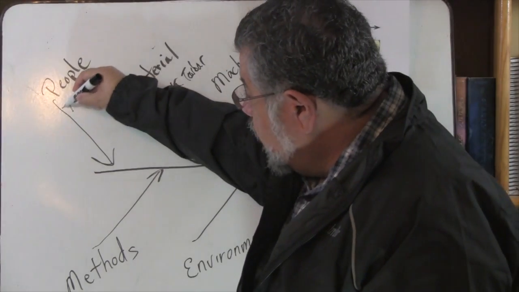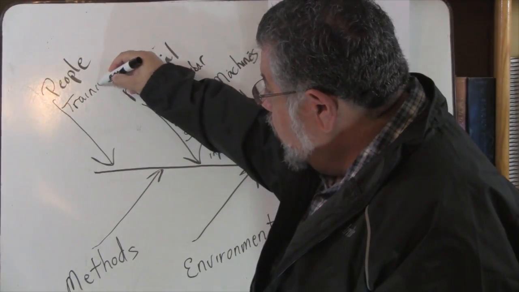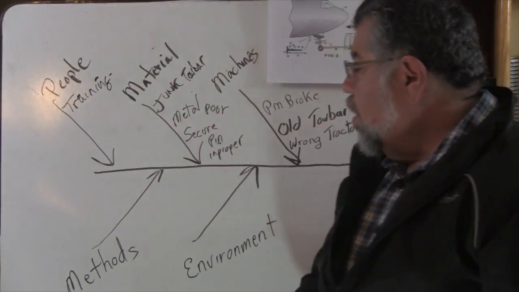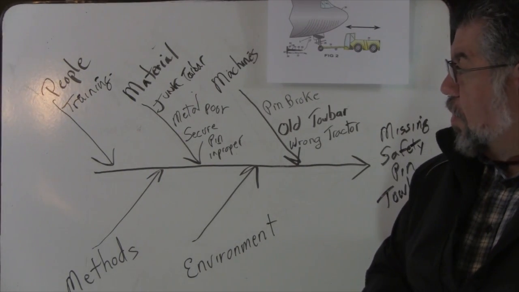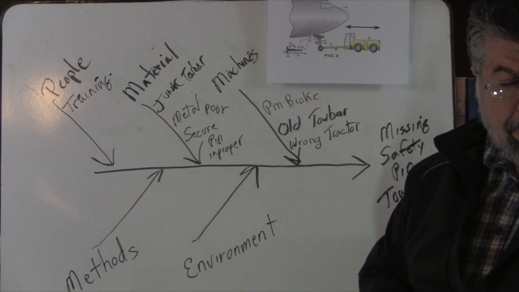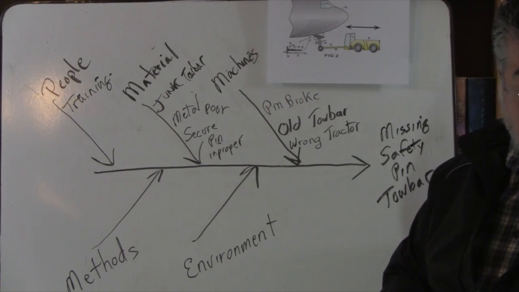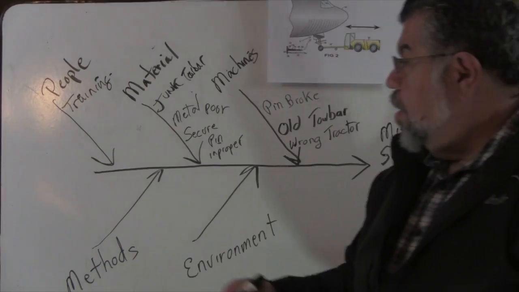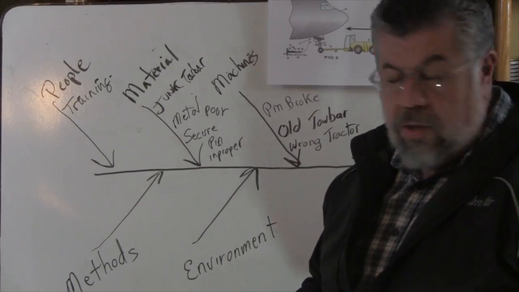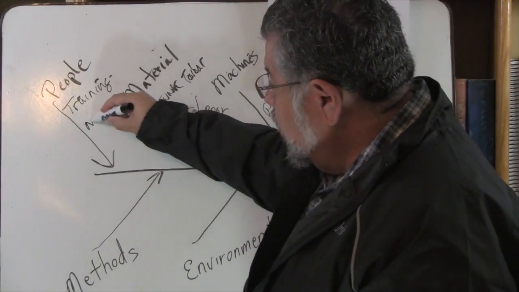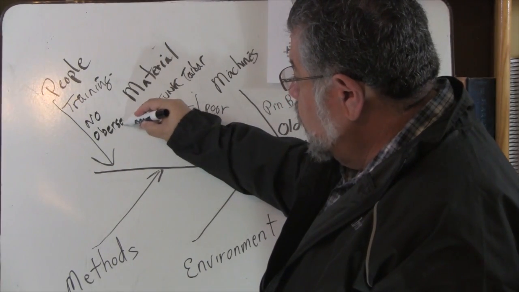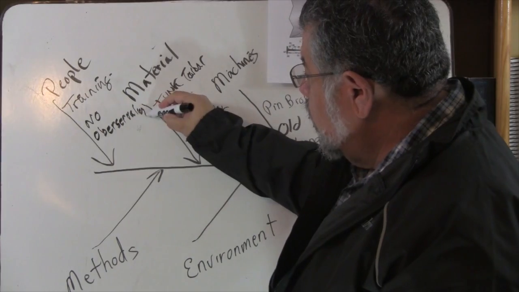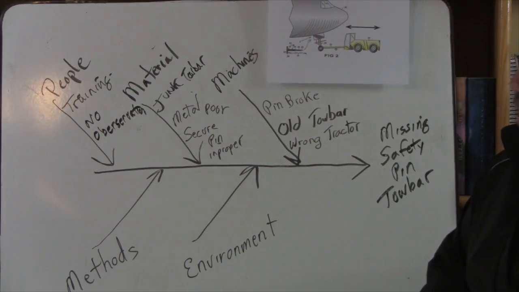Yeah, you know, everything always kind of boils down to training, right? But we need to list that under people. What else could people have caused in this problem? Maybe there was no observation of the people. Oh, you mean like people looking at the tow bar? Yes. Okay, no observation of the tow bar, right? Somebody would have maybe seen the pin missing. Anything else along the people line?